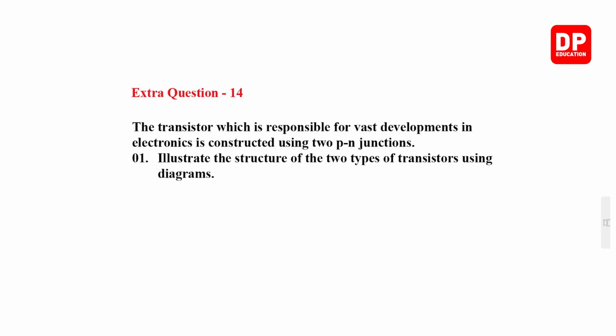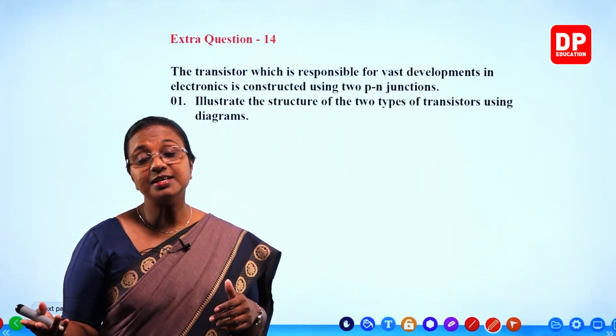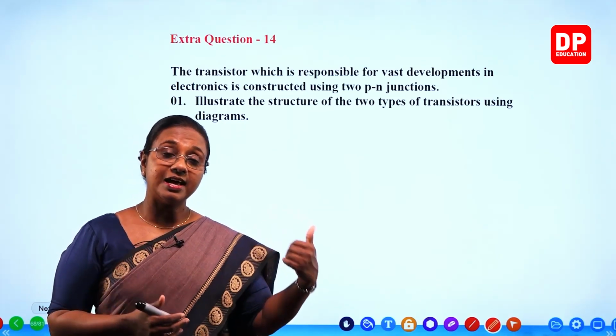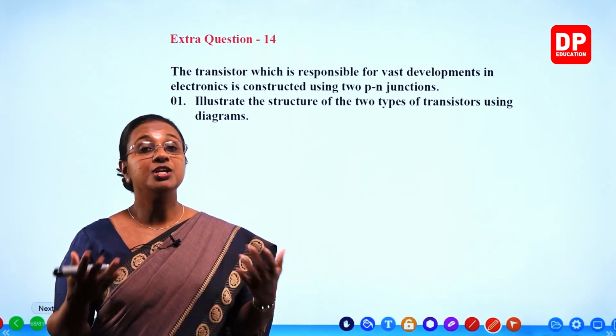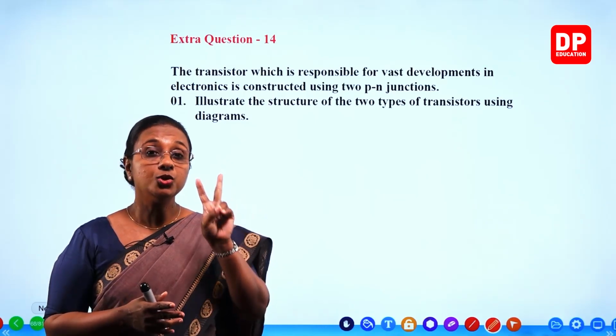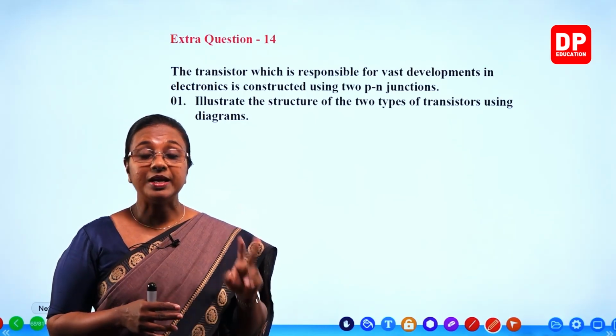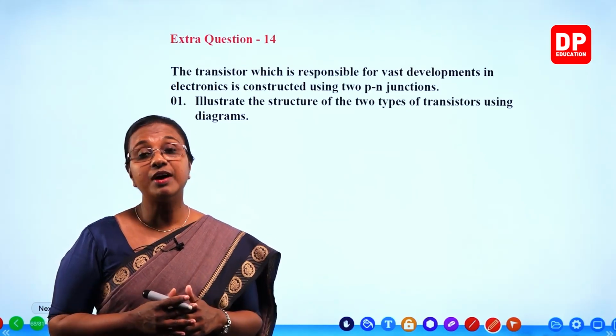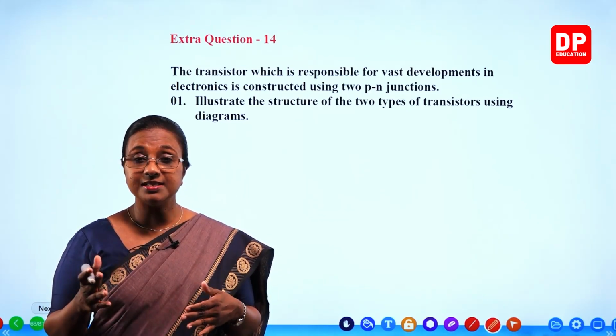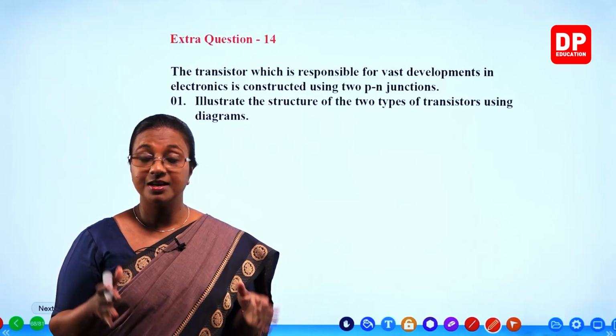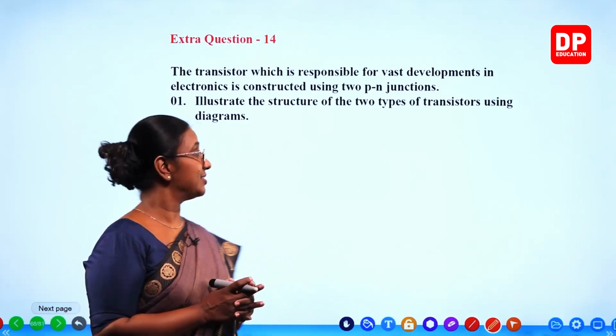Extra question 14. The transistor, which is responsible for vast developments in electronics, is constructed using two PN junctions. You are familiar with that. Normally, we have one PN junction, then that is a diode. To that, if you add another P junction or an N junction, you get the transistors with two PN junctions. Because of that only, we have two types of transistors. The PNP transistor and the NPN transistor. I am sure you all can remember that, students.